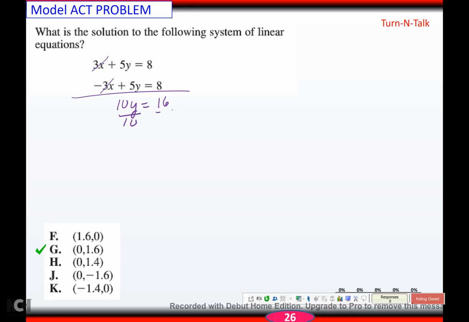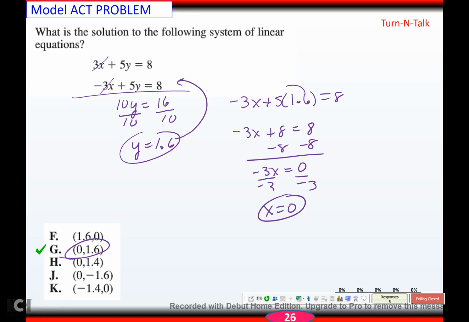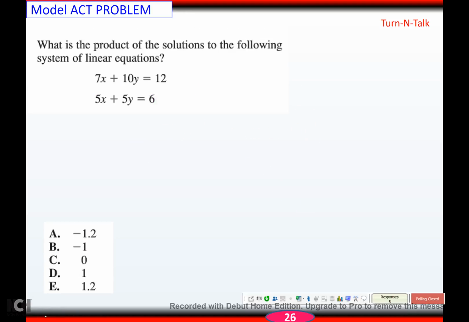Divide by 10, divide by 10. y equals 1.6. Plug it back in. I went here, so negative 3x plus 5 times 1.6 equals 8. Distribute, 5 times 1.6 is 8. Minus 8, negative 3x equals 0. Divide by anything, and x is 0. Okay, try this one. Hit pause. Come back when you're ready. And hopefully you got 0.